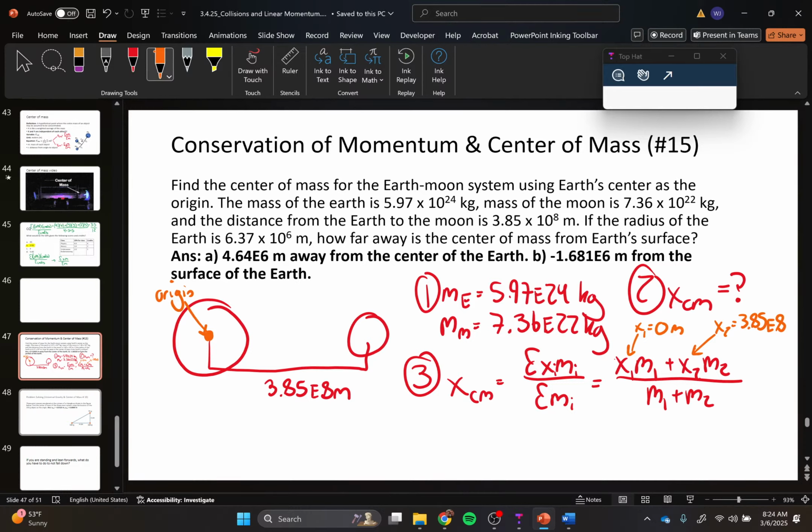Yeah, I got 4.7. And then if you get part A, do part B. That's just logic and reasoning to get part B. Oh, when y'all get this answer, draw it on your picture. After you do part A and B, draw where the center of mass is on your picture. Not that you have to, it's just a cool thing to see. Center of mass, Earth-Moon system.